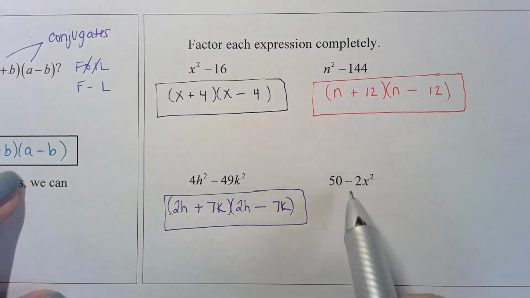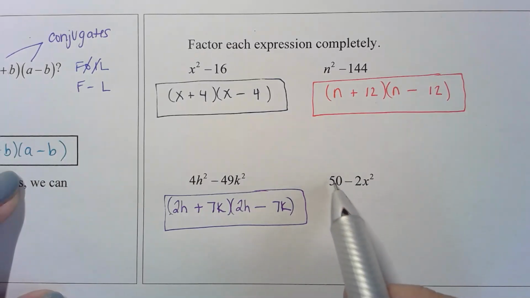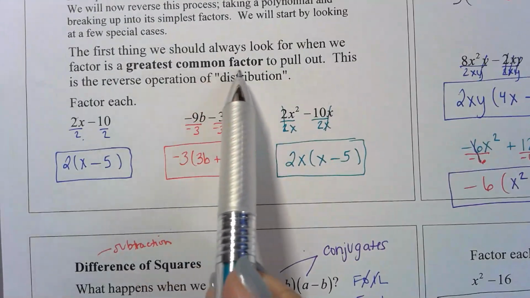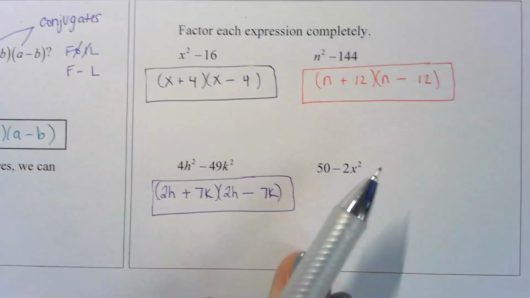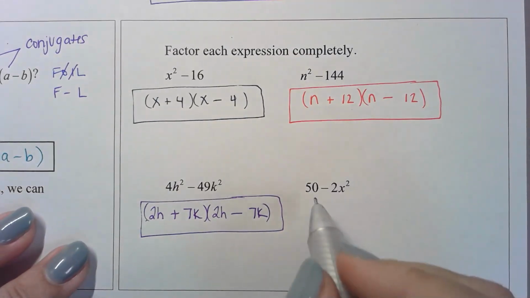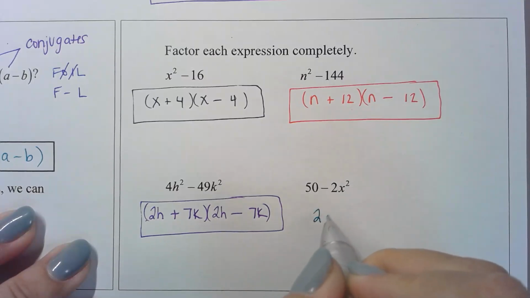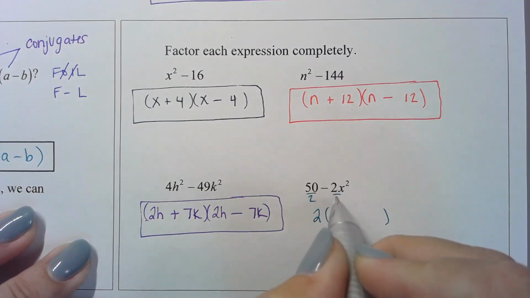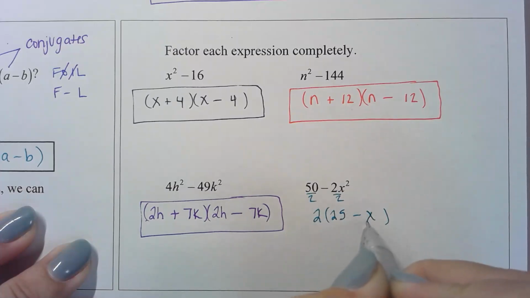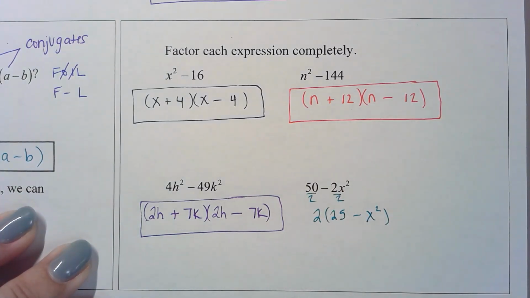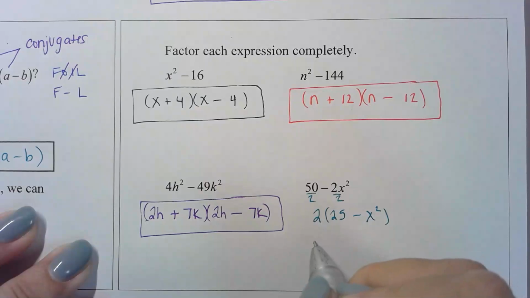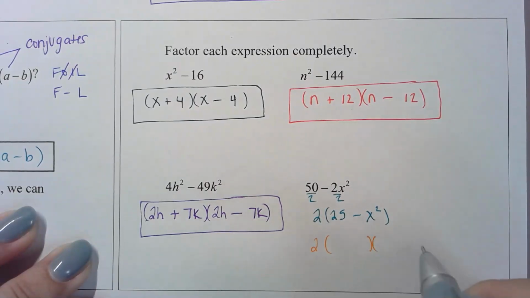All right, let's take a look at this next one. So I have subtraction, but then I go, oh, that's not a perfect square. Well, don't forget that the very first thing you should look for is a greatest common factor. So I think, oh, look at that. Both of these are divisible by 2. And when you take out a 2, you're left with 25 minus x squared. And that is a difference of squares. So again, don't lose that 2. It has to stay there.